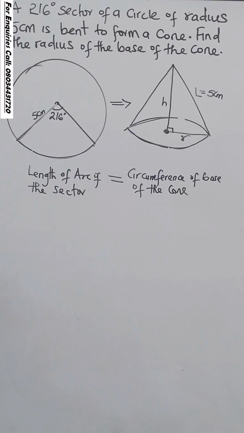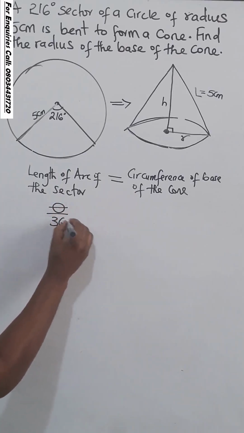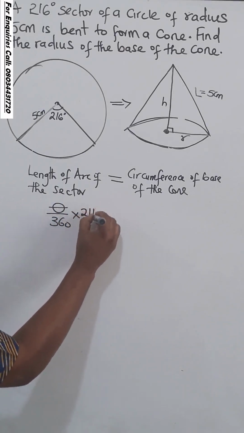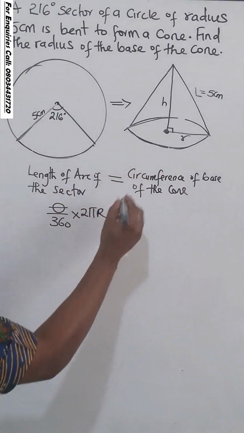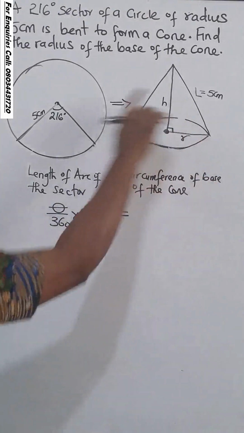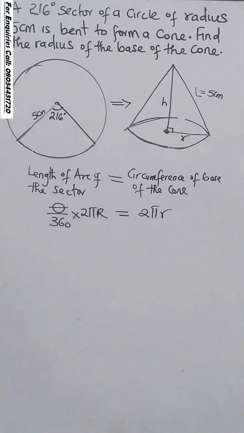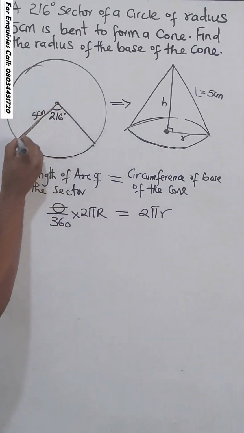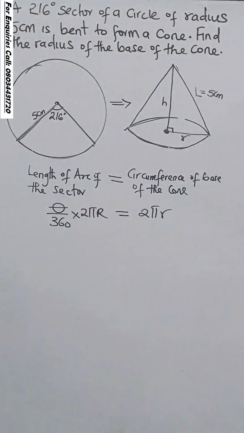And what is the length of arc? Length of arc is given as theta over 360 times 2 pi r. What is the circumference of the base of the cone? The circumference of the base of the cone, that is the circumference of a circle, is 2 pi r. If you look at it critically, you discover that the radius of the sector automatically becomes the slant length of the cone.